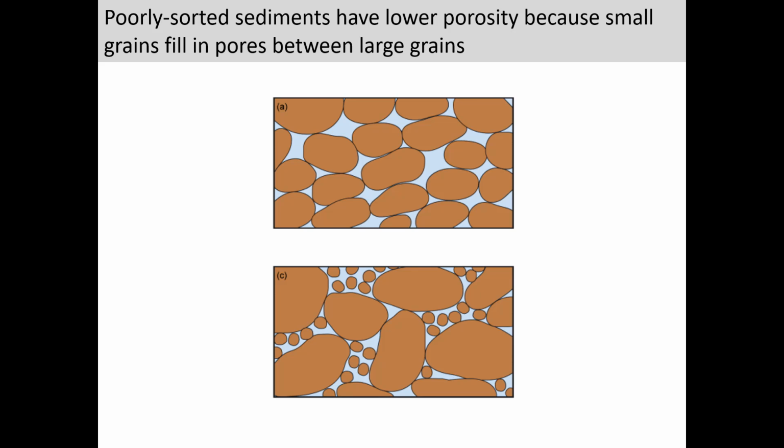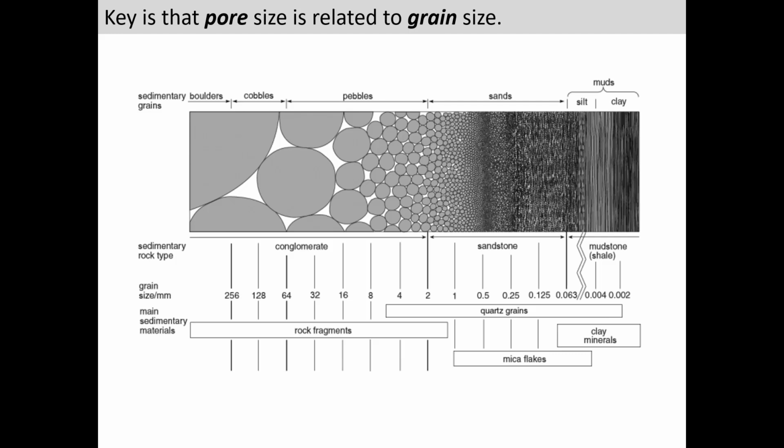Now, it is true that if the sediment is poorly sorted, the finer grains can fill in the pores between the larger grains, and so very poorly sorted sediment can have a smaller porosity. But in general, even in poorly sorted sediment, there is no limitation on the amount of pore space. There's plenty of pore space available for water to flow through. The key observation is that the size of the pores is related to the size of the clasts.